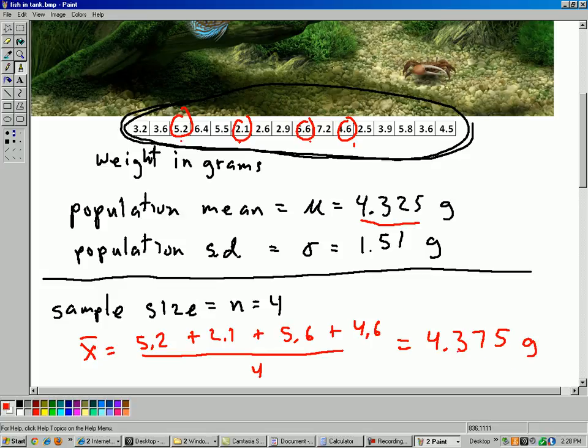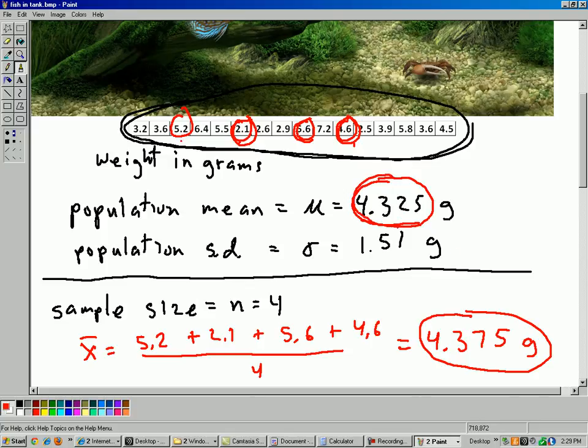Okay, so actually this sample mean, 4.375, I got really lucky here. My sample mean is actually really close to my population mean. Now, of course, not all samples are that close, but it's actually a pretty typical result because typically when you take a sample, some of the fish will be underweight like this one, some will be overweight like the 5.6, and some will be around medium like 4.6. That's sort of a typical sample result.